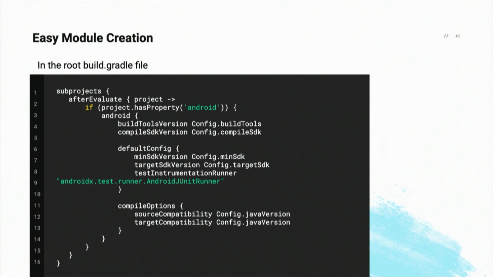So you can add this in your root build.gradle file for your subprojects. It basically says, if this is an Android module, set the build tools, set the default configs. You'll notice we're using the Kotlin dependencies there, so we get autocompletion and the types for the build tools and all those variables like config.buildTools.